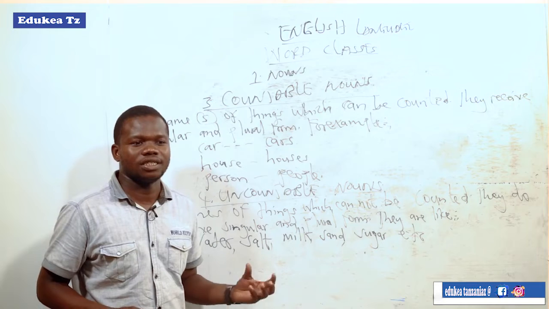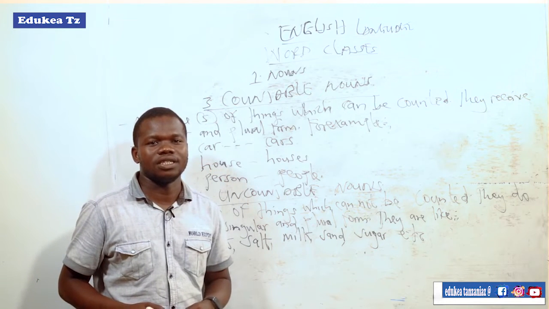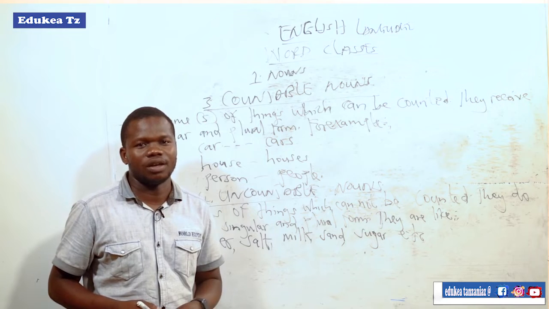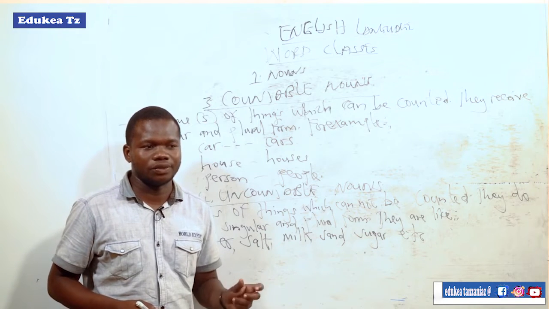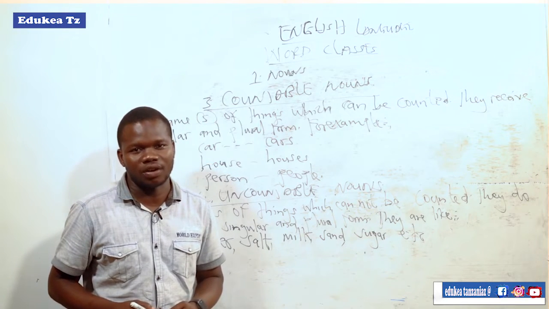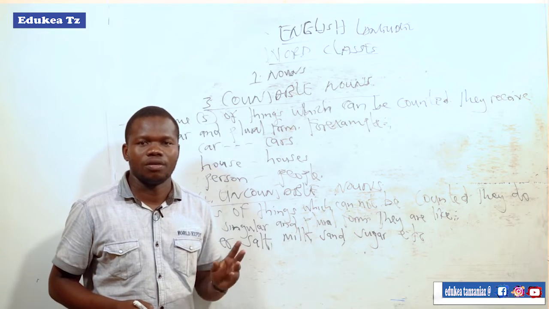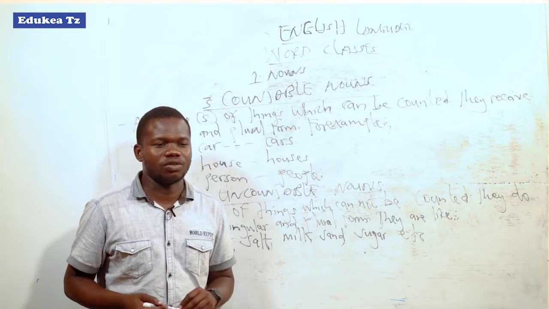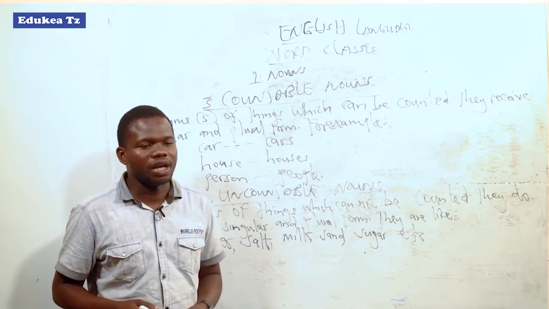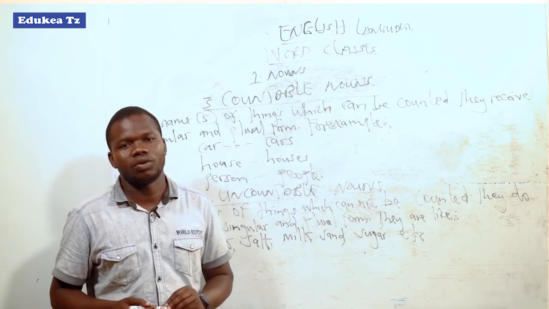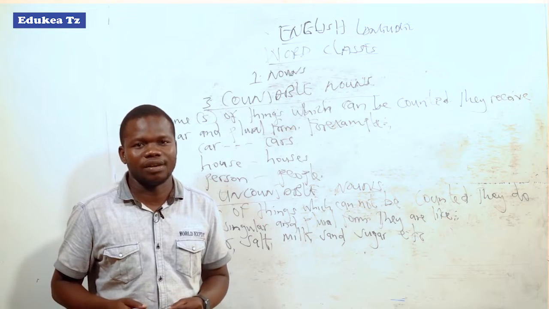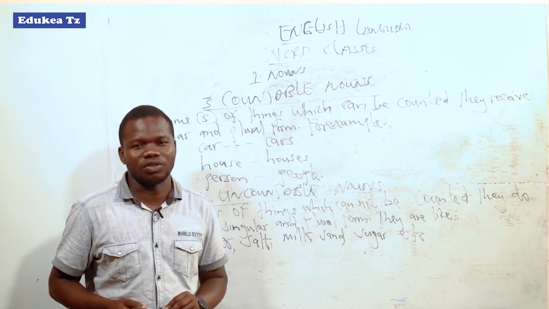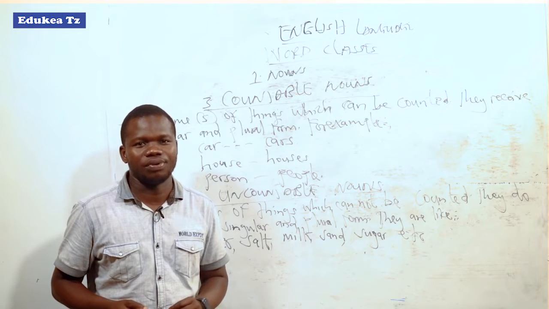So in the last session we discussed the meaning of noun and the types of nouns, based particularly on two types, which are proper nouns and common nouns. We said that proper nouns are names given to a particular person or place.